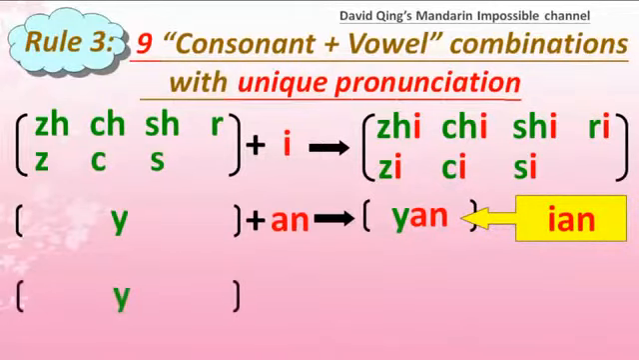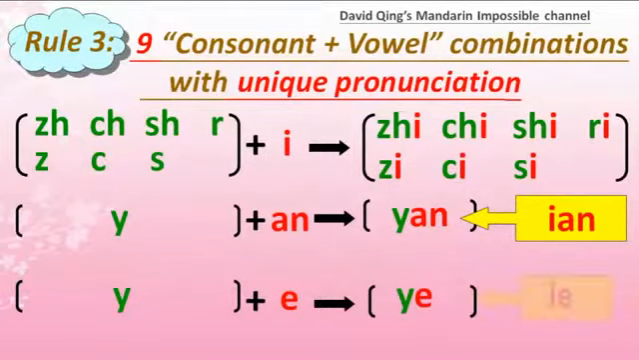The ninth combination is the consonant y combined with the vowel e. It is not pronounced ye. It is pronounced ye, ye. The pronunciation of ye is just like the vowel symbol you see on the screen.